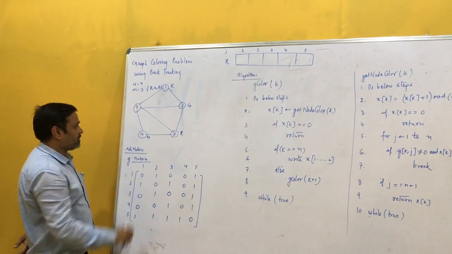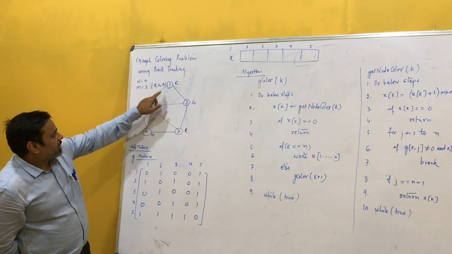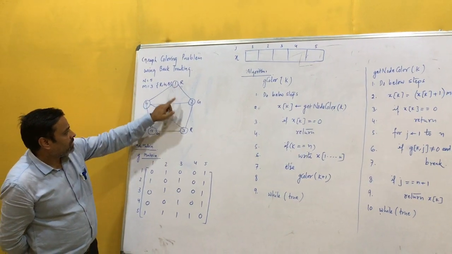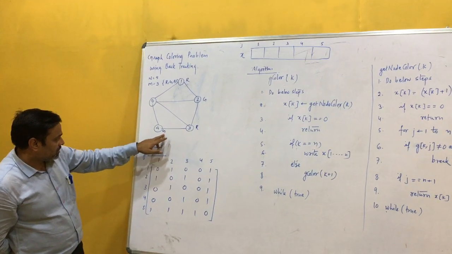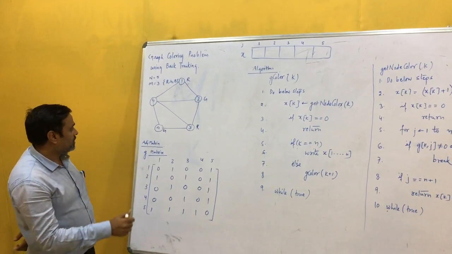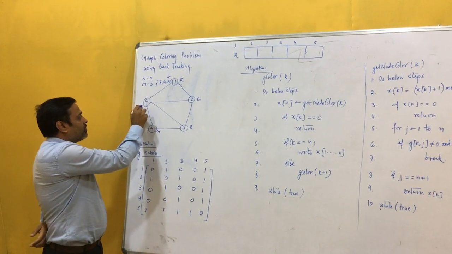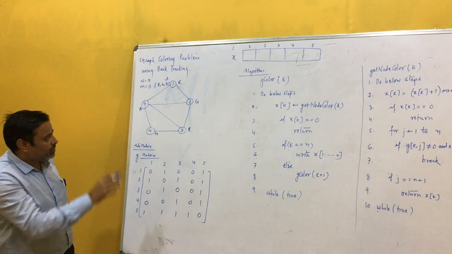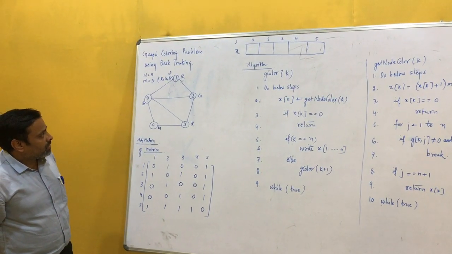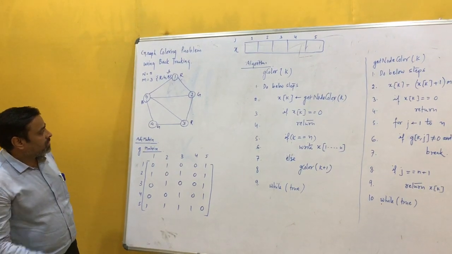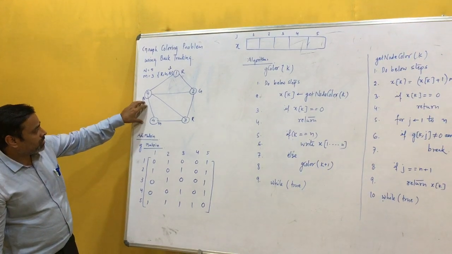Now come to this fifth vertex. In the fifth vertex, its adjacent colors are red, green, red, green. So the only color left is blue color. So I can provide blue color here. So in this way, if you look into this graph, all the vertices are given color, but no adjacent vertices are having the same color. So this is one of the solutions of this problem.